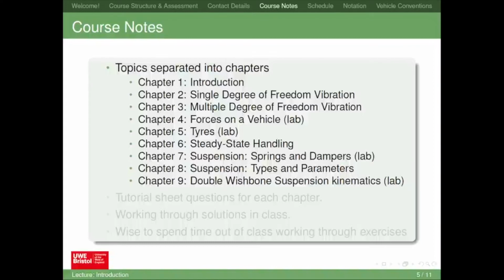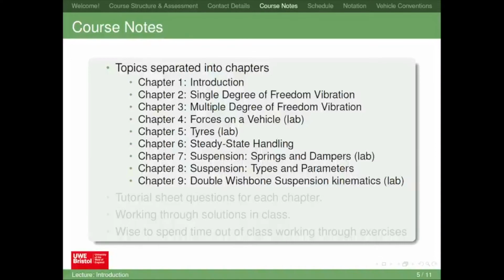So for the forces on the vehicle, we're going to be looking at the Corsicar rig in the Dynamics lab. For tyres, we've got some work on the rolling road. Then chapter 7, springs and dampers: there is a damping testing tool in the Dynamics lab that we're going to use. And then for the double wishbone suspension kinematics, there's a rig downstairs in the automotive lab that we'll be using for that task as well.